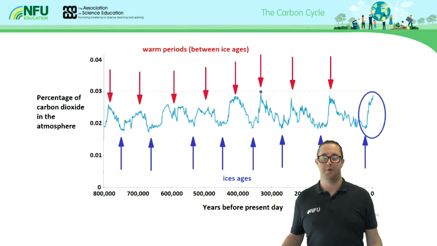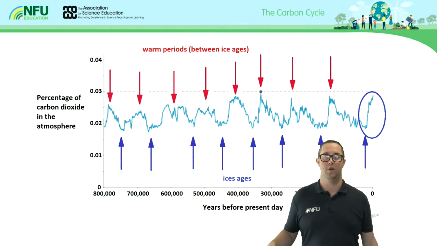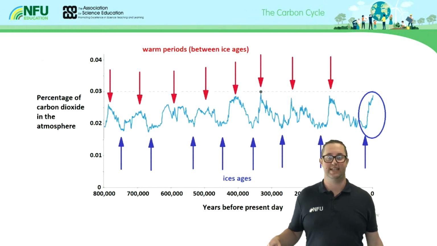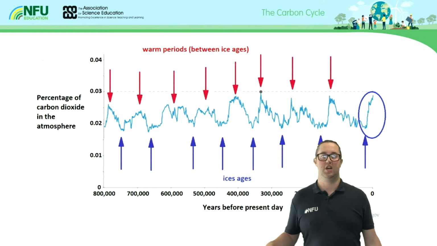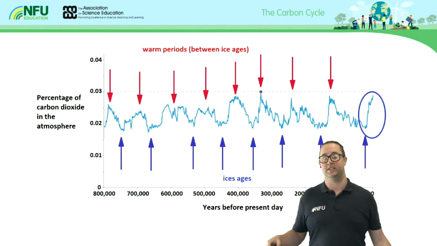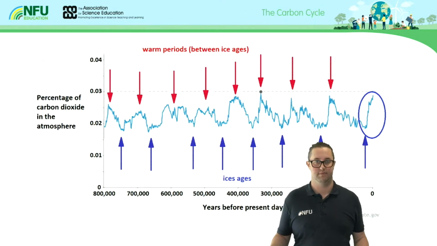During an ice age, carbon dioxide levels in the atmosphere are low. In the warmer periods between ice ages, the interglacial periods, carbon dioxide levels are higher, and you can see from the graph on the right-hand side that we are just coming out of an ice age.